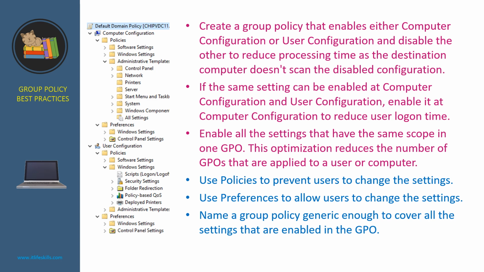Now, if we put all the settings in one or two policies, then the destination computer just needs to pick up the settings in those one or two group policies and apply them, which makes the processing time much faster. Use policies to prevent users from changing the settings and use preferences to allow users to change the settings. Name a group policy generic enough to cover all the settings that are enabled in the group policies.